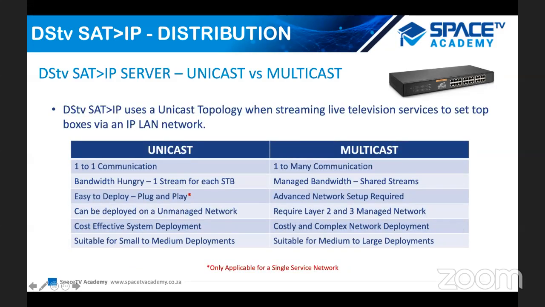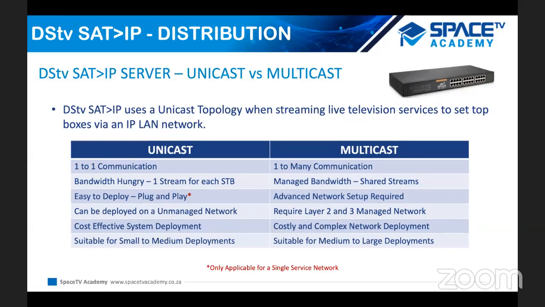So there's a difference once again, just to conclude what we just viewed in the images on the previous screen. Unicast is one-to-one communication, where multicast is one-to-many. As I said, unicast is bandwidth hungry because it has one stream for each set-top box, where multicast has managed bandwidth and shared streaming. The unicast, though, is easy to deploy. It's almost a plug-and-play solution.